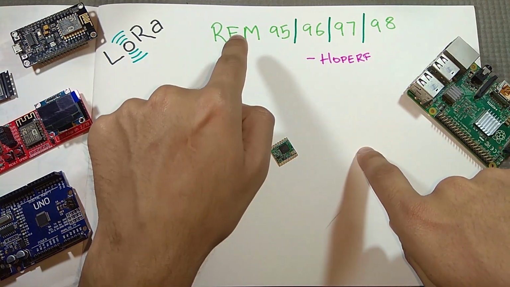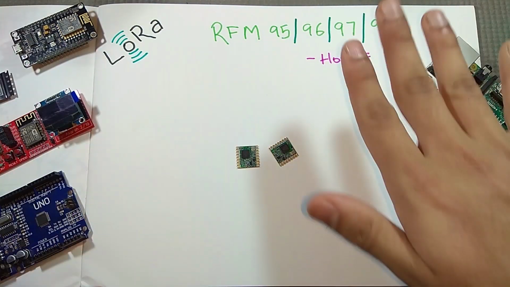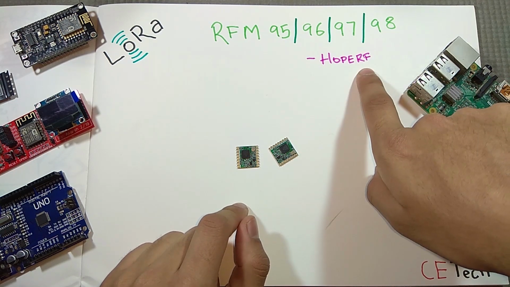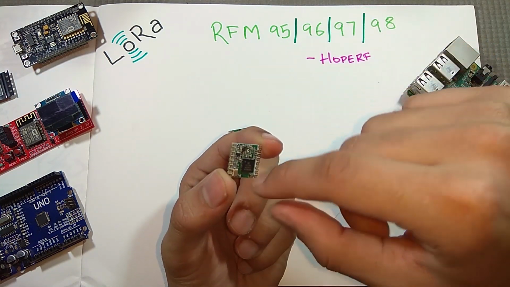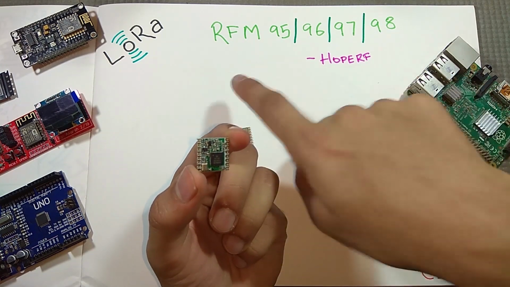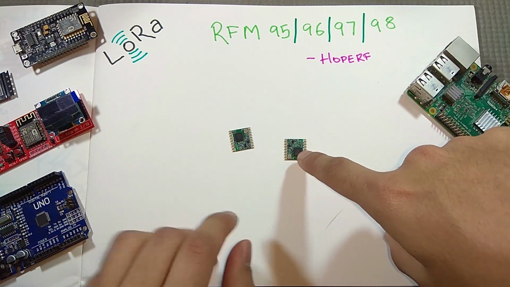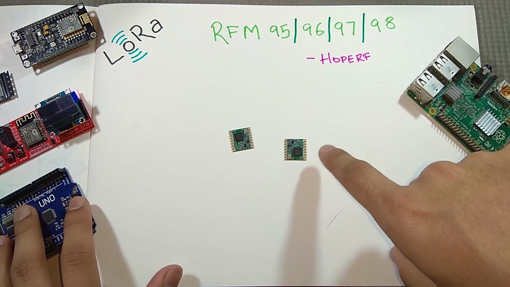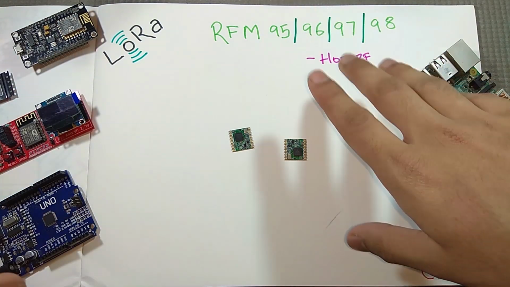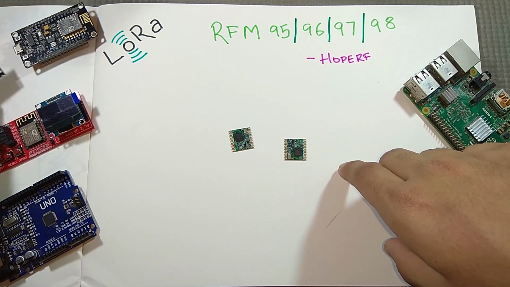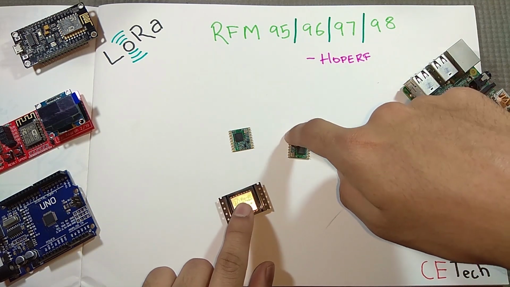Today we are going to take a look at the RFM90 series LoRa modules from HopeRF. These are the modules, these small pretty cute modules from HopeRF. These are LoRa modules. We are going to see how we can connect these to things like an Arduino, a Raspberry Pi, an ESP8266, an ESP32. We are also going to take a look at the pin diagram of these things. How can we make these work?